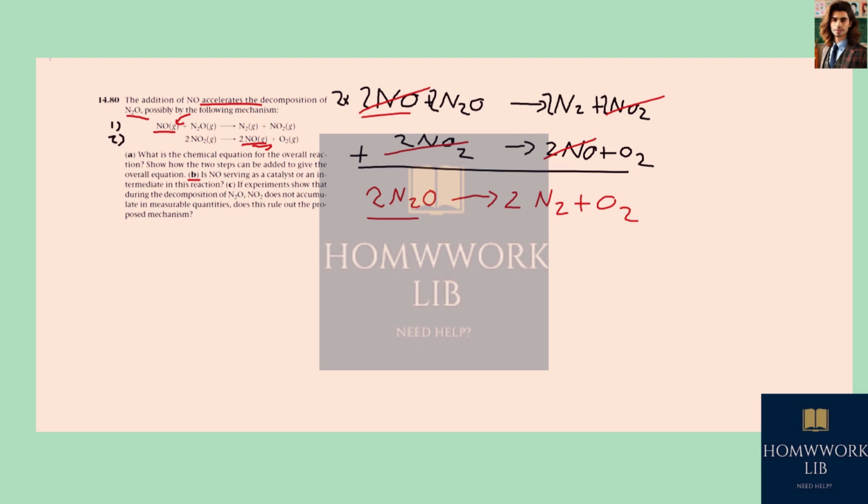An intermediate is something that we get after the first or second step of the reaction, like NO2, and that gets consumed in the next step of the reaction. So this is going to be the intermediate, since they cancel each other.